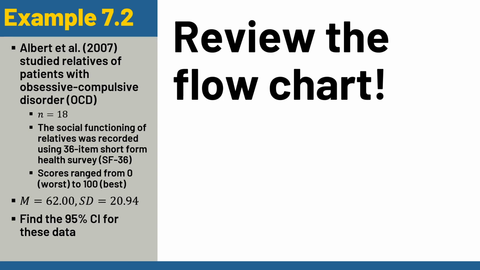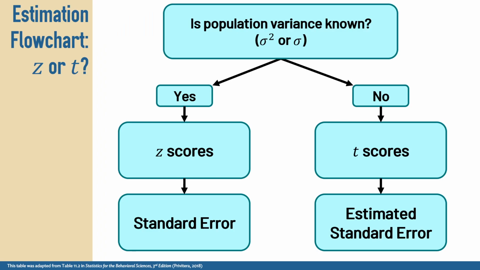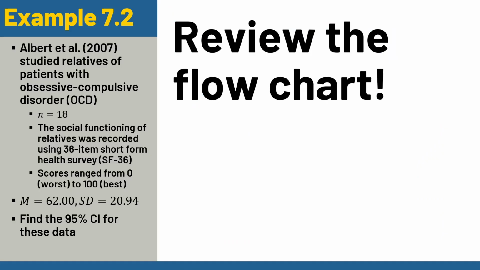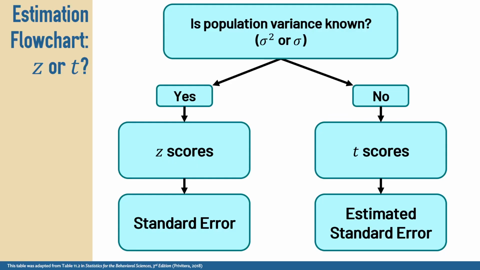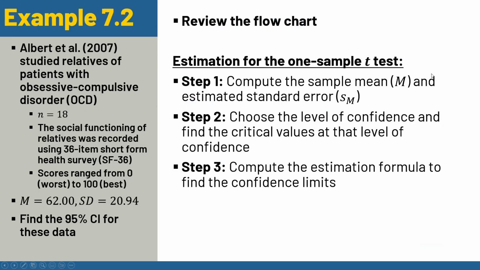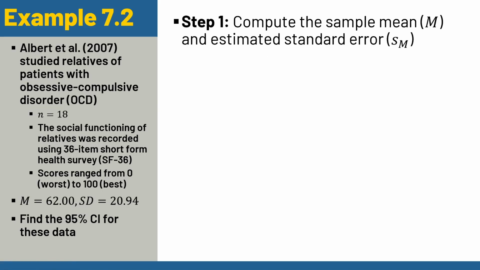So again, let's review the flow chart. Do we know population variance here? Let's go back. Sure doesn't seem like it, right? Or it's not given to us. So we're going to say no. So then we must be using t-scores and estimated standard error. So we see our steps here, what we've seen before. Now we're using estimated standard error, but beyond that, the steps are generally the same as what we just did in example 7.1.